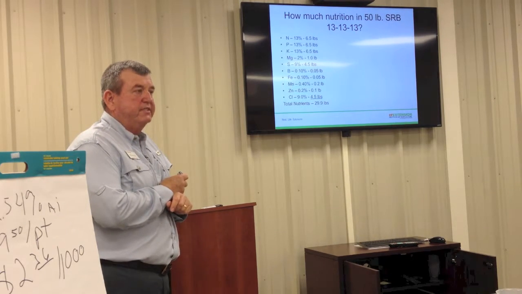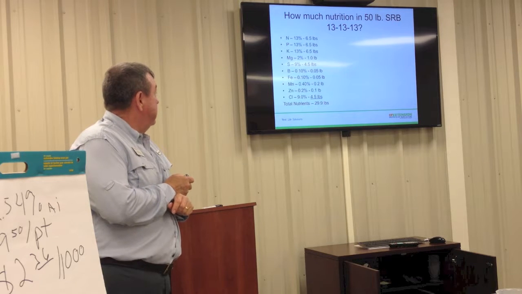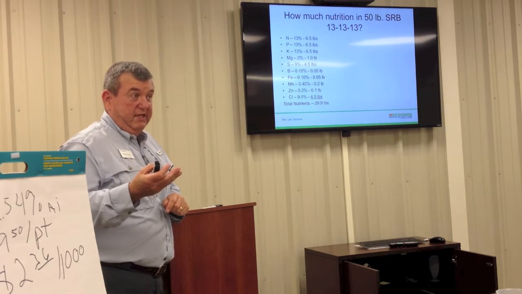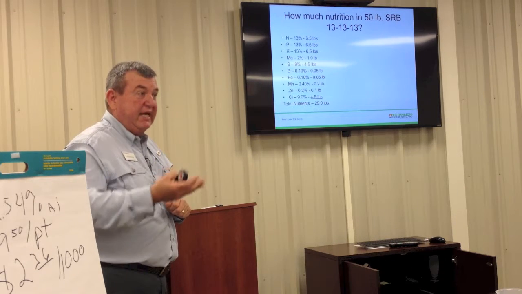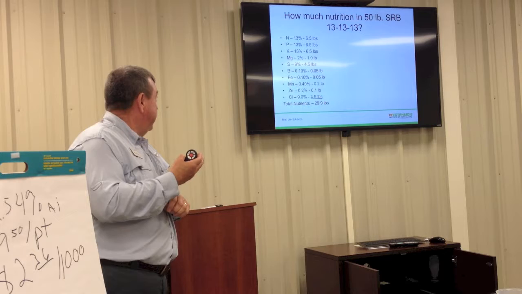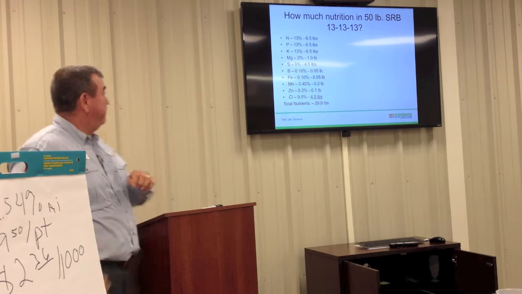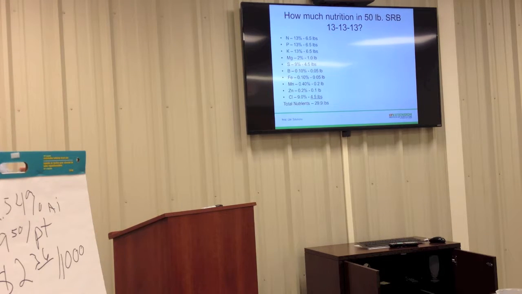All right, so here's how much is in there. Well, if we worked in 100 pounds, it's simple. You got 13 pounds of N, P, and K, each of those, but this is 50 pounds, so it's half of that. So we got 6.5 pounds of N, 6.5 pounds of P, 6.5 pounds of K.